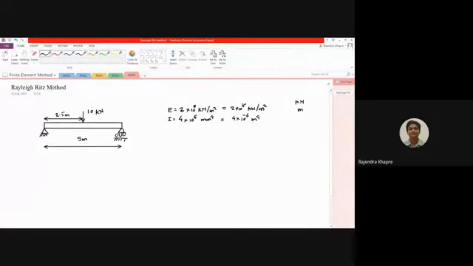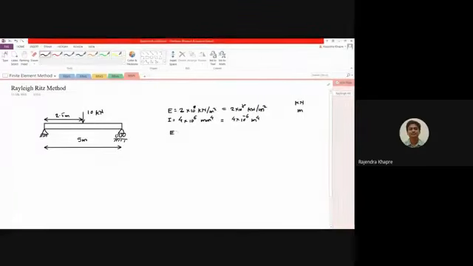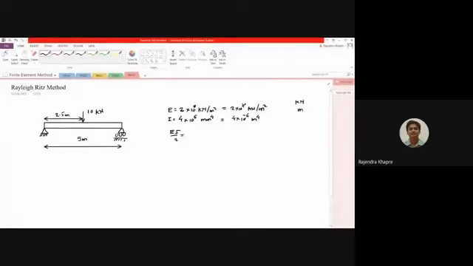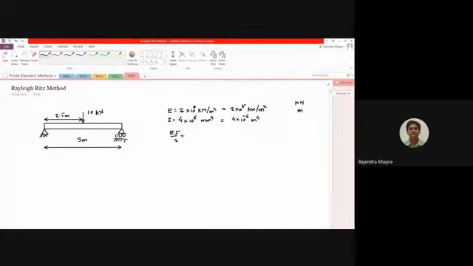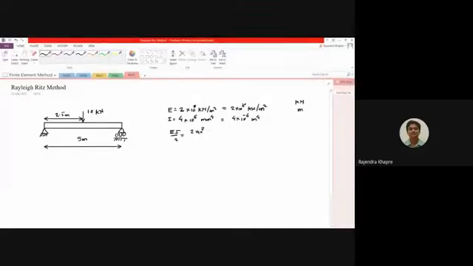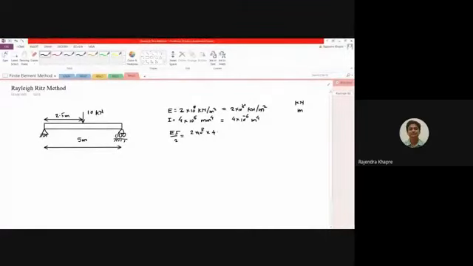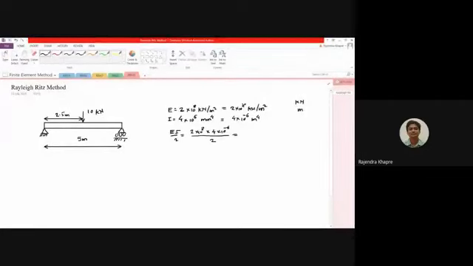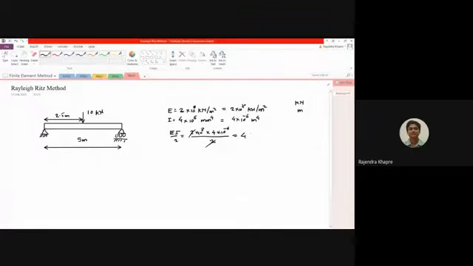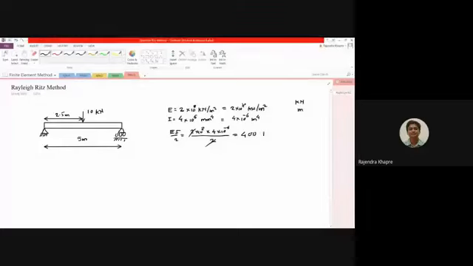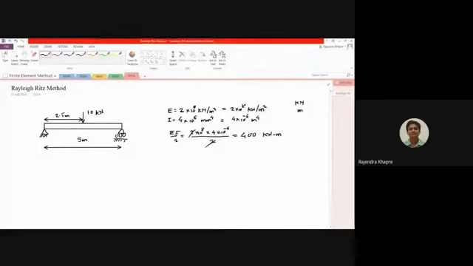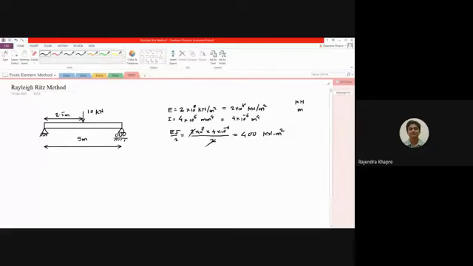Remember, in the case of a beam, we require a value of EI divided by 2. This is mandatory. So we can substitute these values: E is 2 into 10 to the power 8, and I is 4 into 10 to the power minus 6, whole divided by 2. If you solve this, the powers cancel, and what you get is 400, in kilonewton meter to the power 2. This is how the value will be.